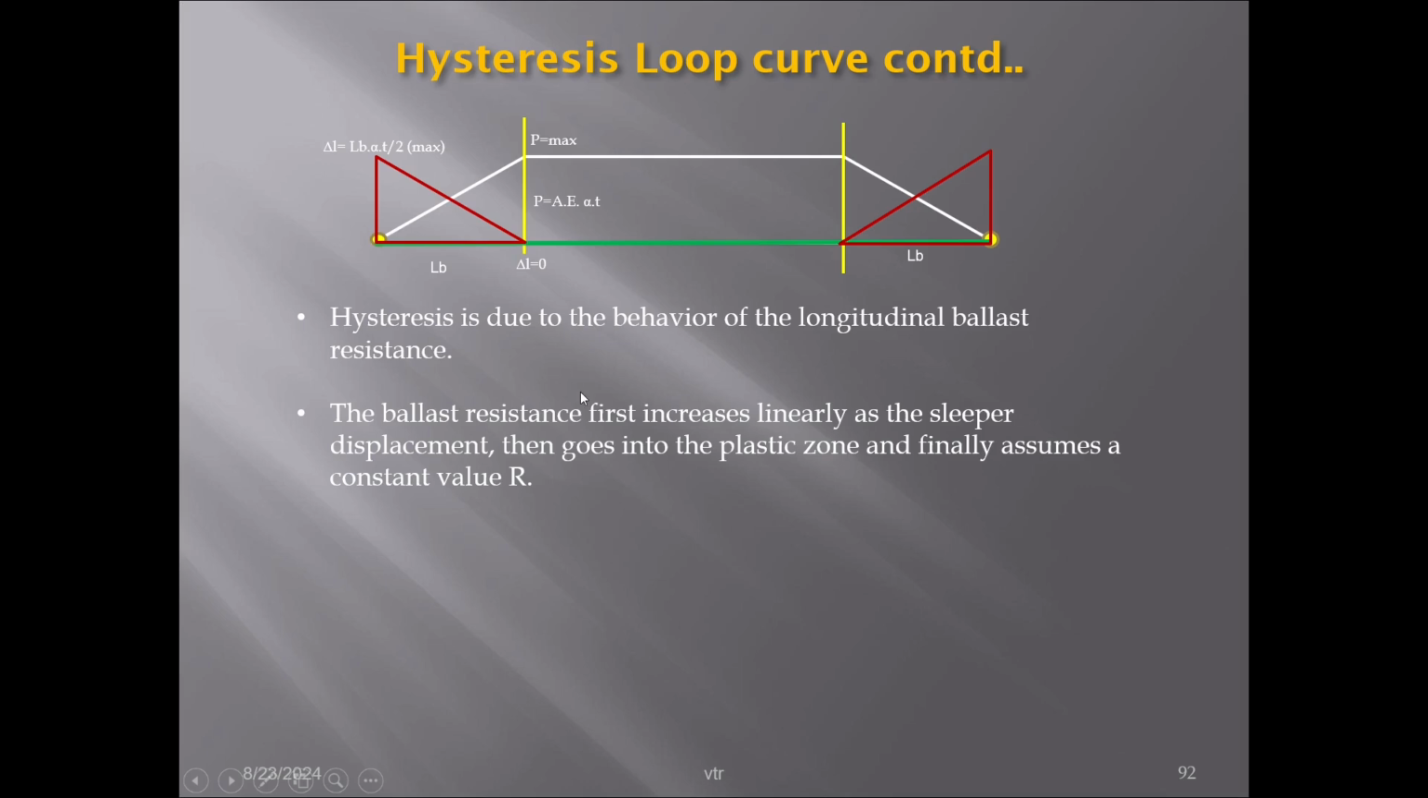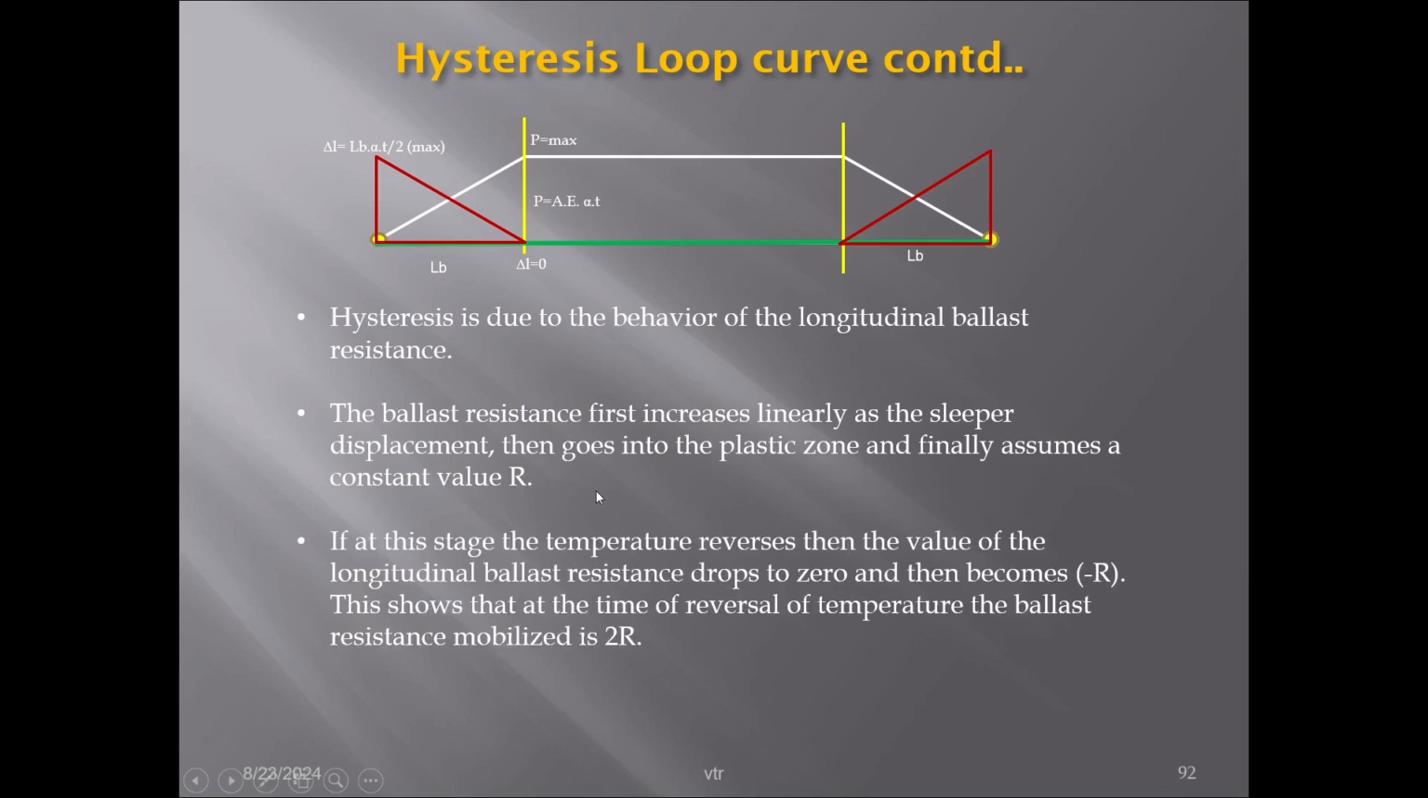You can go through this and understand, and finally we will discuss. The ballast resistance first increases linearly with sleeper displacement, then goes into the plastic zone and finally assumes a constant value R. If at this stage the temperature reverses, then the value of the longitudinal ballast resistance drops to 0 and then becomes minus R. This shows that at the time of reversal of temperature, the ballast resistance change is 2R. This is what it says.